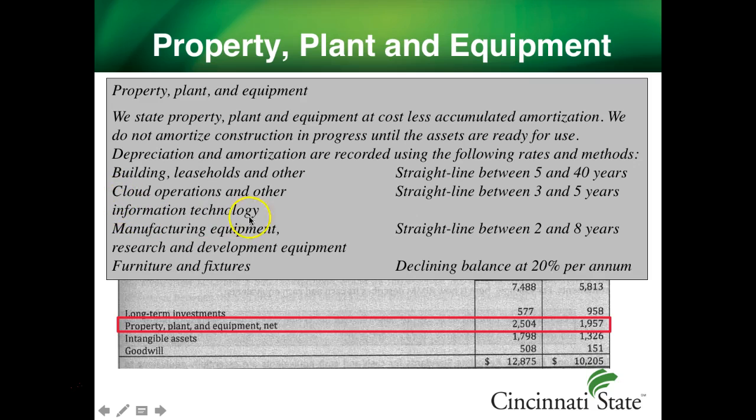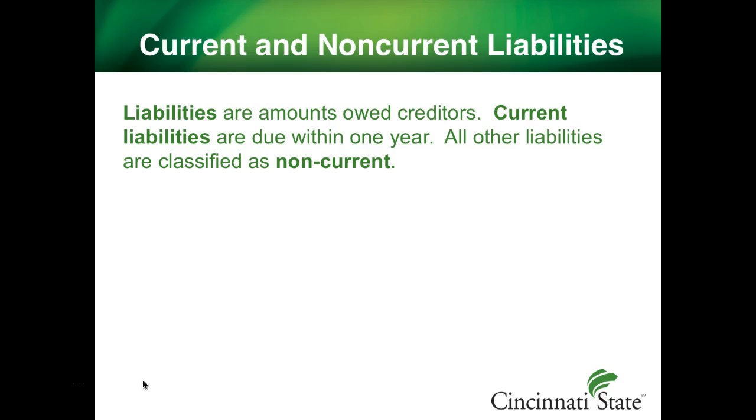Cloud operations and other information technologies are depreciated under the straight line method between 3 and 5 years, etc. The term amortization is generally used for cost allocation for intangible assets. Research in Motion uses it in lieu of depreciation. The net amount of property, plant, and equipment, or cost net of accumulated depreciation, as of February 26, 2011, is $2,504,000,000.